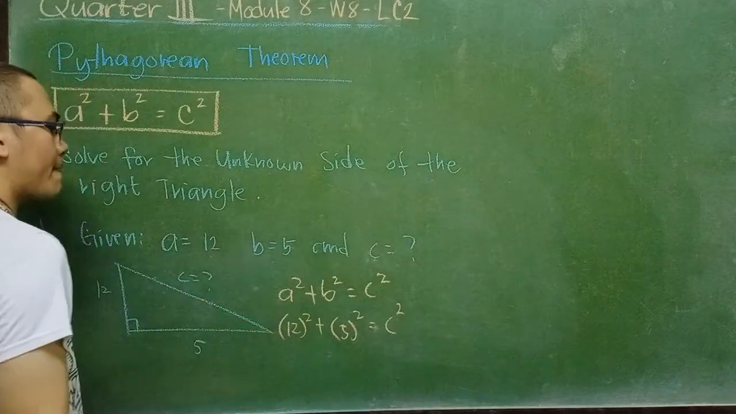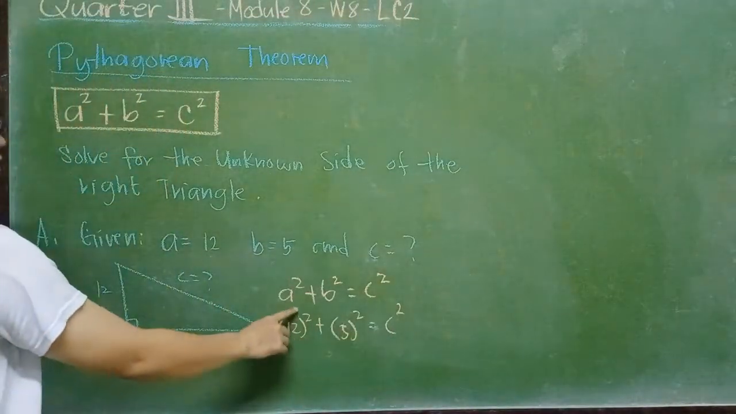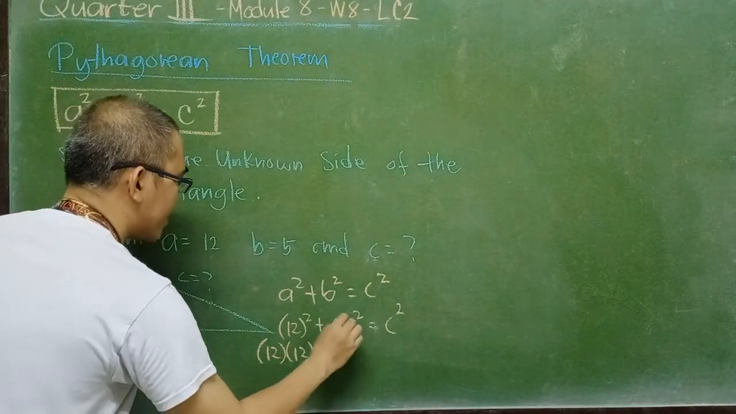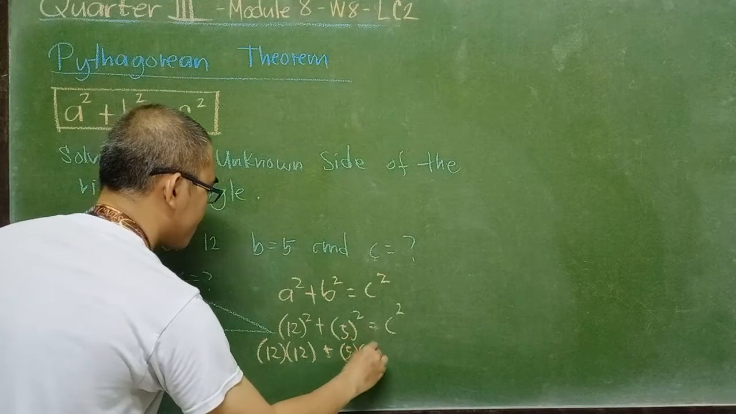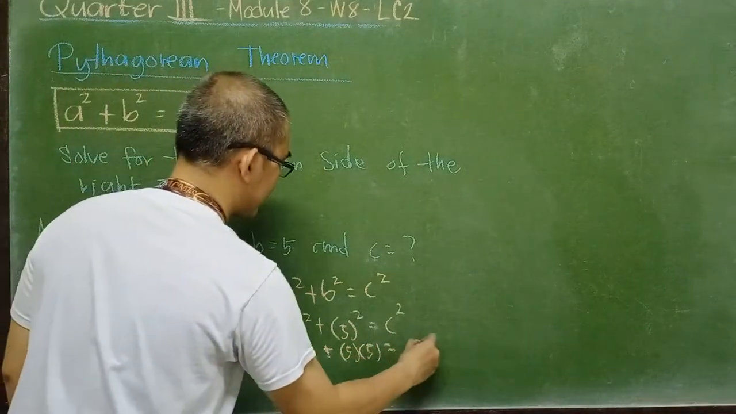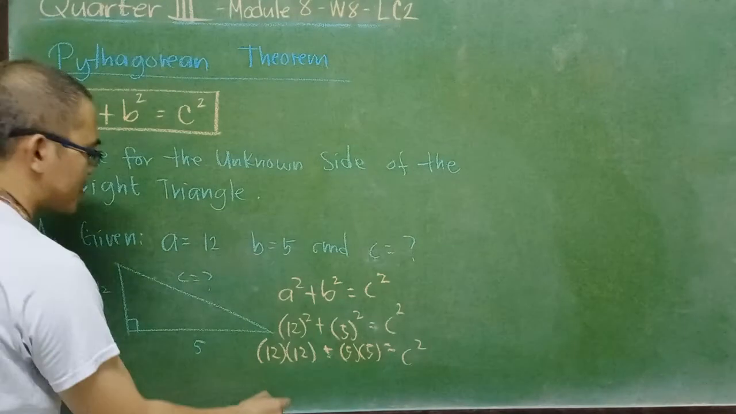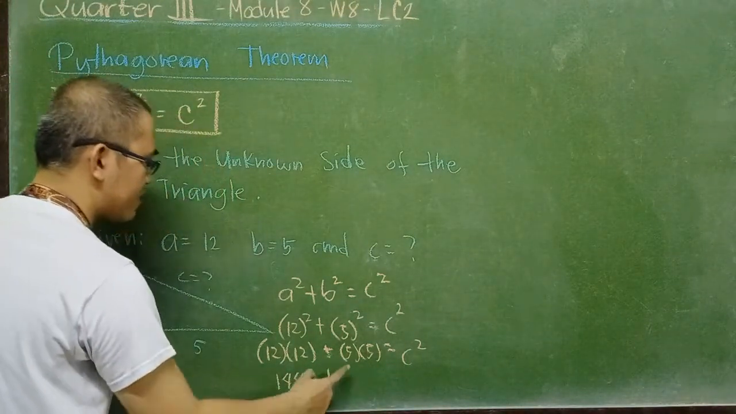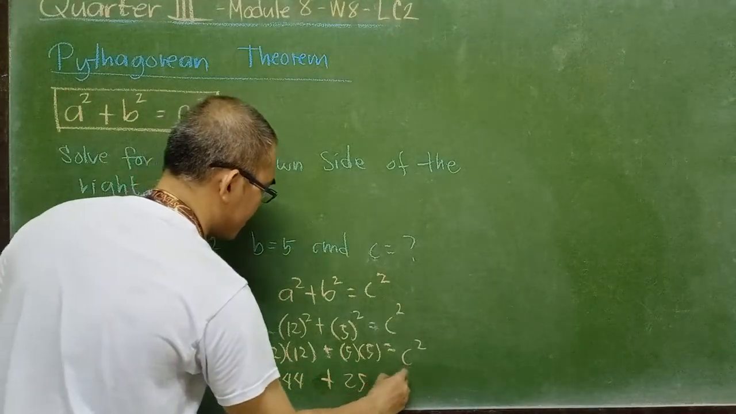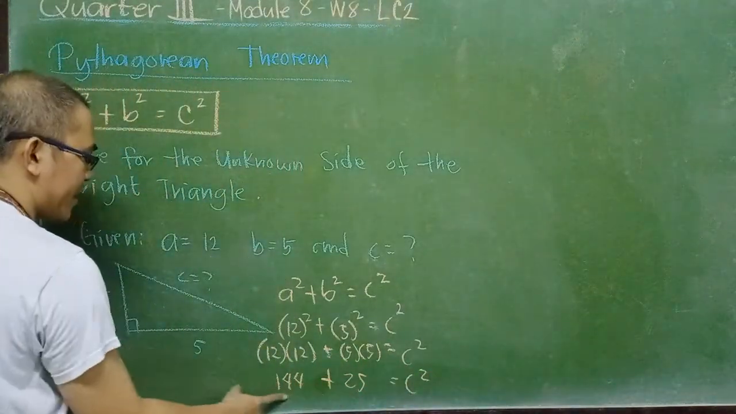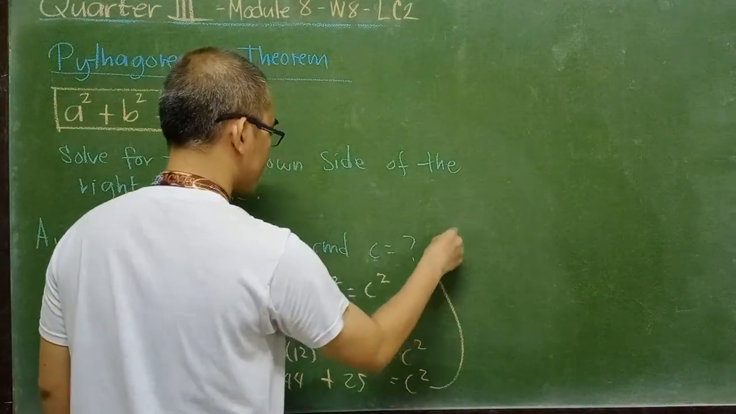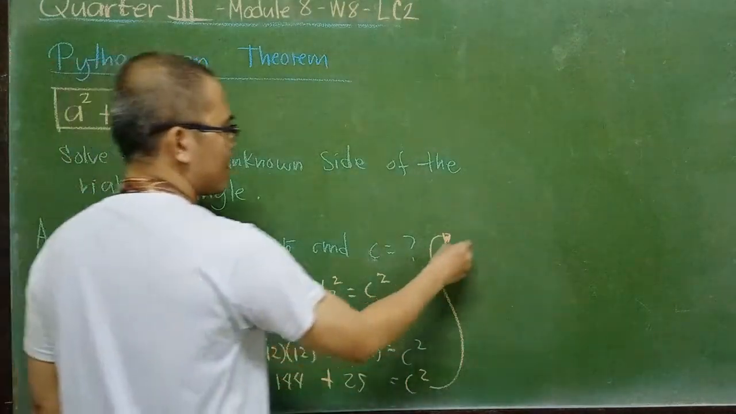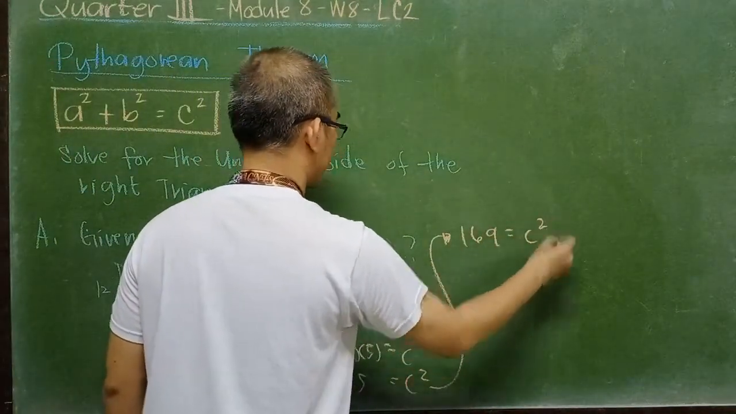So C lang yan. So again, ang ibig sabihin ng 12 squared is dalawang 12 na i-multiply mo. And then 5 squared is dalawang 5 na i-multiply mo din. And then C squared. And then you simplify 12 times 12, that is 144, plus 5 times 5, that is 25 is equal to C squared. And then you simplify this furthermore. This will give you 144 plus 25, that is 169 C squared.